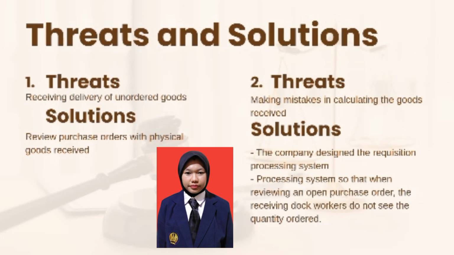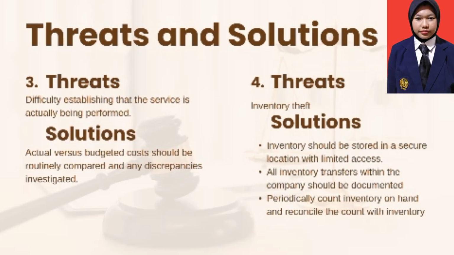The first threat is receiving delivery of unordered goods, and the solution is to review purchase orders with physical goods received. The second threat is making mistakes in calculating the goods received. The solution is, first, the company designs the requisition processing system. Second is a processing system so that when reviewing an open purchase order, the receiving dock workers do not see the quantity ordered. And the third threat is difficulty establishing that the service is actually being performed.